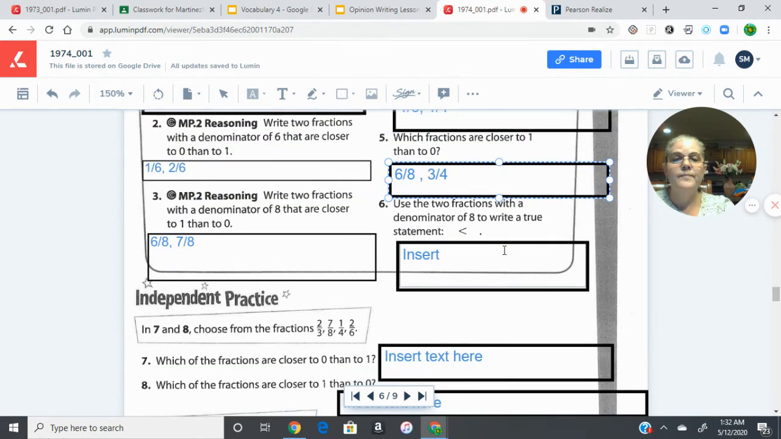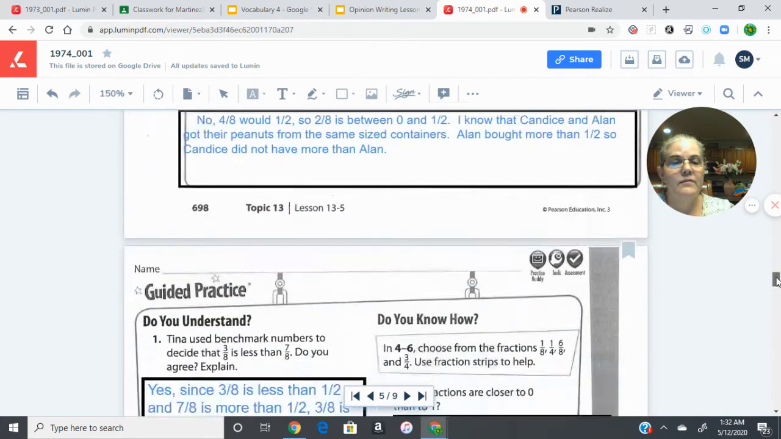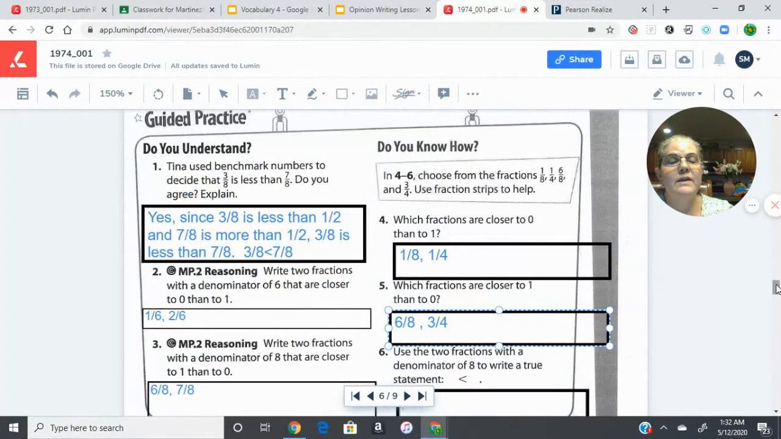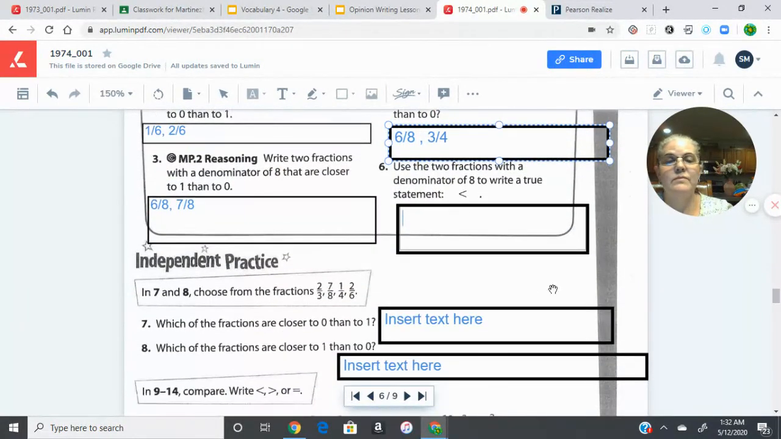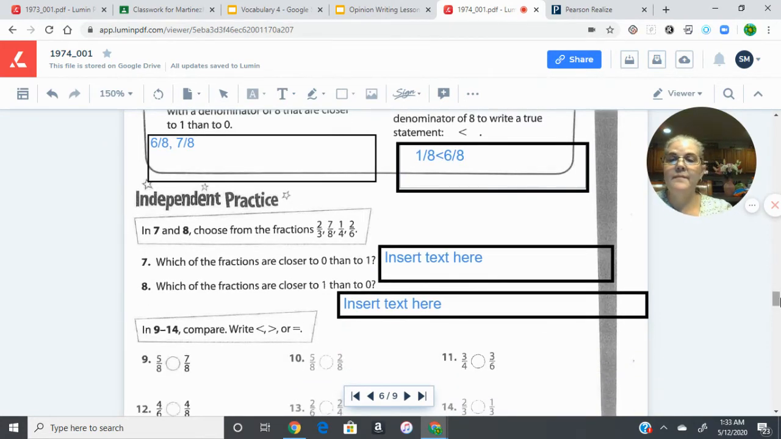Right here, use the two fractions with a denominator of 8 to write a true statement. So go to the top, looking for ones that have 8. We have 1/8 and 6/8. Let's write our little problem here. 1/8 is less than 6/8. So that's how you do that one. All right, so we're going to go down. If you need to pause, you can do that. We're going to go down to 7 and 8. We're going to use these fractions here: 2/3, 7/8, 1/4, and 2/6.